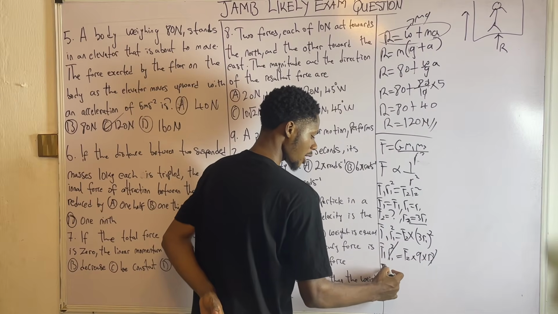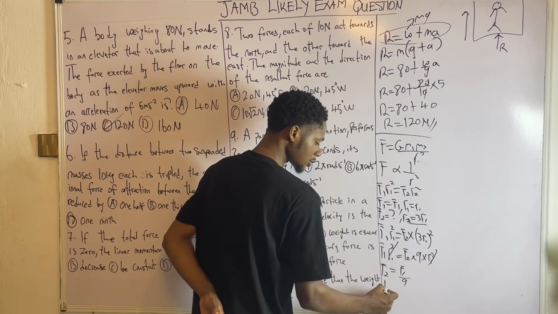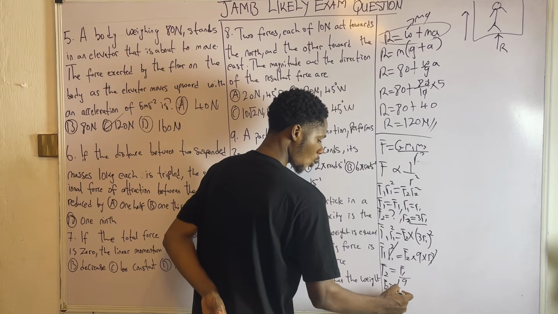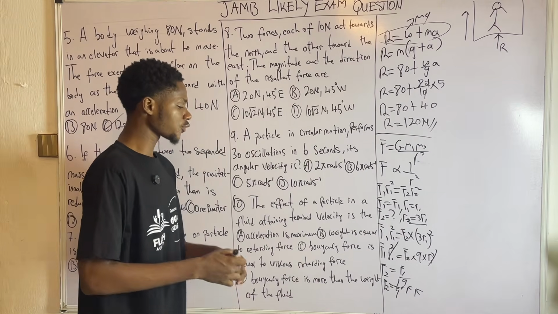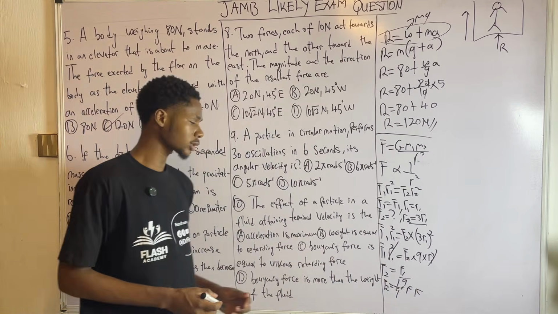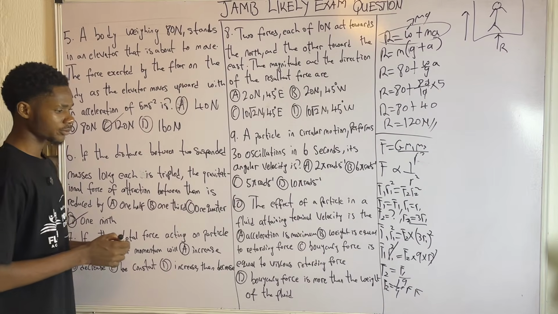From here, F2 is equal to F1 divided by 9. This is the same thing as F2 equals 1/9 of F. So it means the new force is reduced to 1/9 of F, and that is option D. Very, very correct.